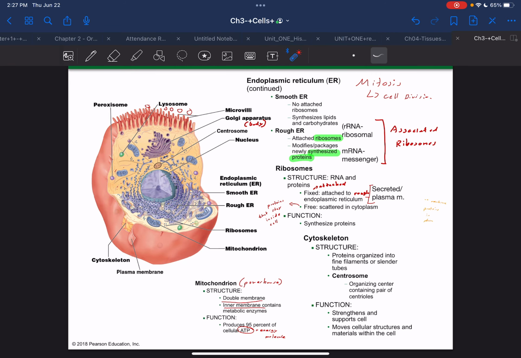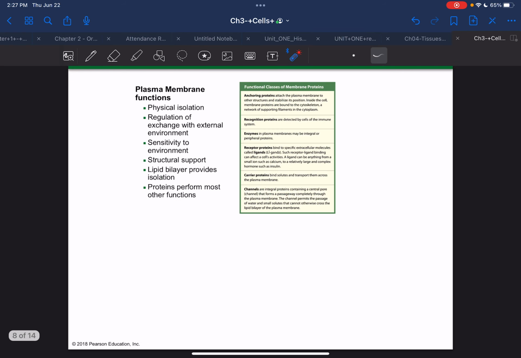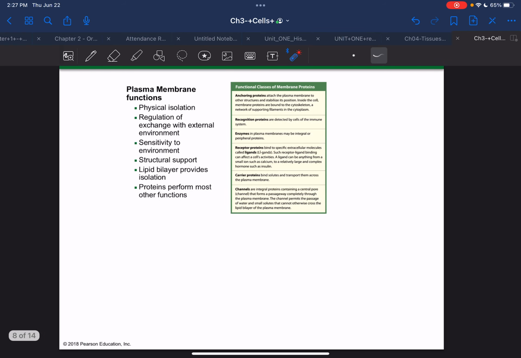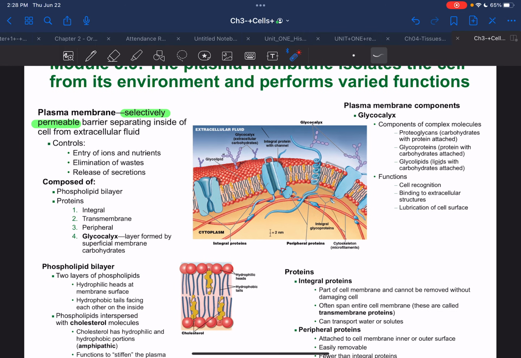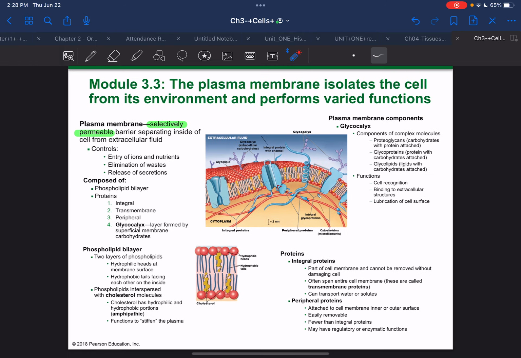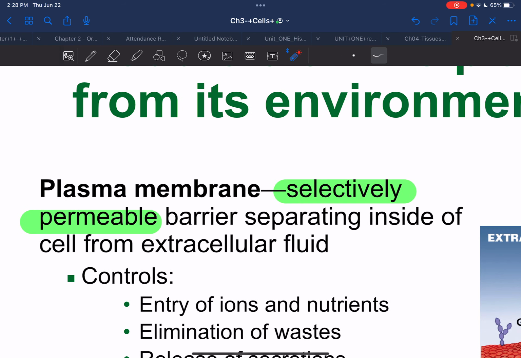All right, and that summarizes our cell, and nice. We're going to finish this whole packet today. And so, a talk about the cell wouldn't be complete unless we talk about the outer layer or the plasma membrane, the cell membrane, plasma membrane. And an important functional definition of it is that it is selectively permeable. Selectively permeable.